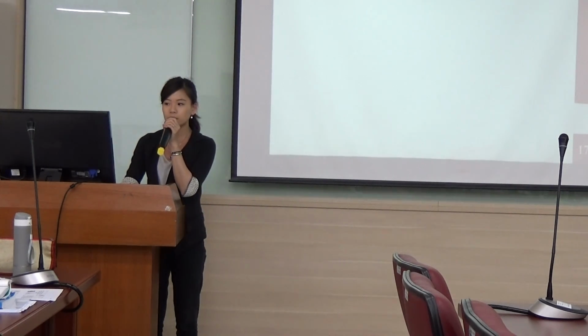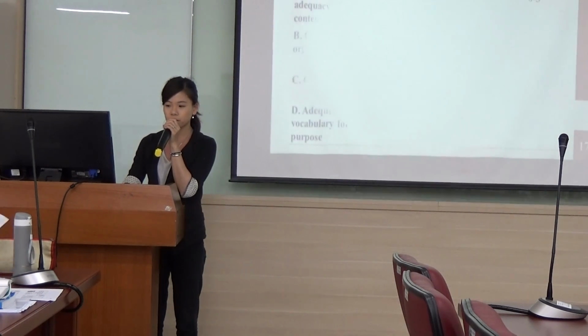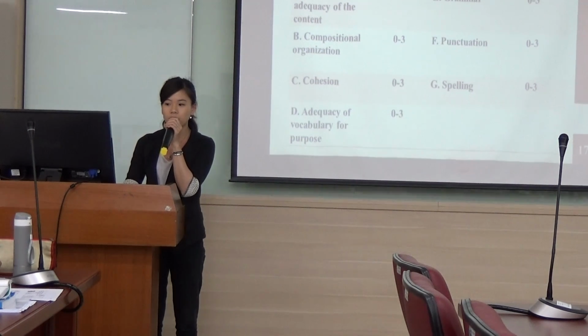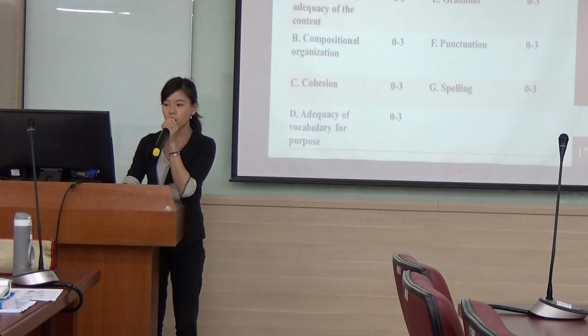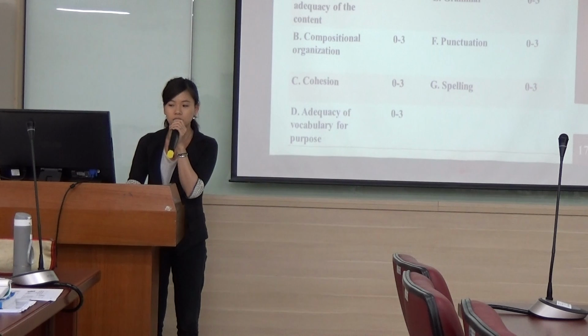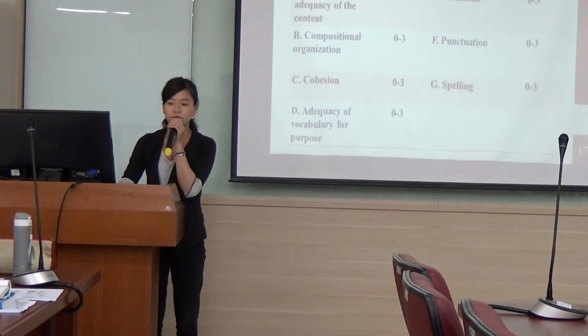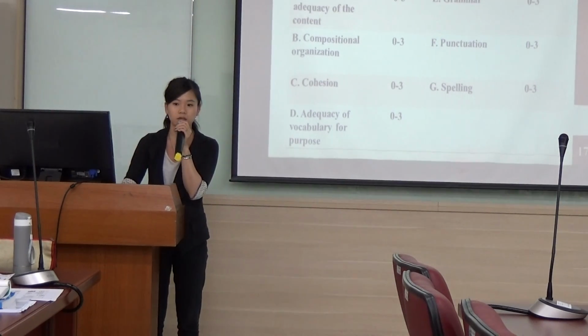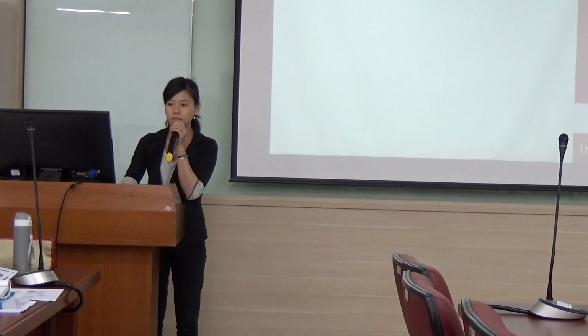Next, the rating scale of the writing pre-test and post-test. It is an analytic writing rating scale. It includes 7 categories: relevance and adequacy of the content, compositional organization, cohesion, adequacy of vocabulary for purpose, grammar, punctuation, and spelling. All the categories are scored from 0 to 3. So the whole score a student can get is 21 points.